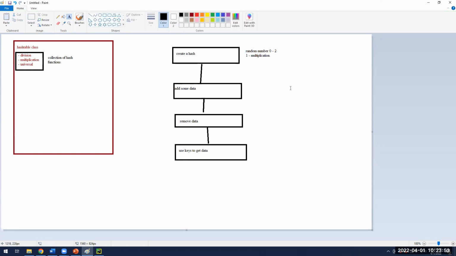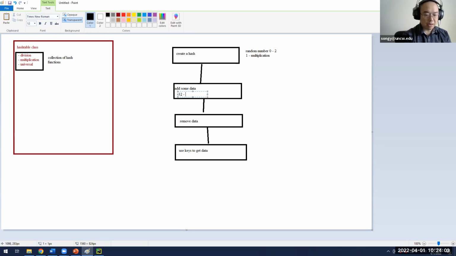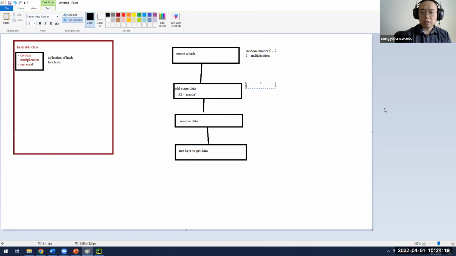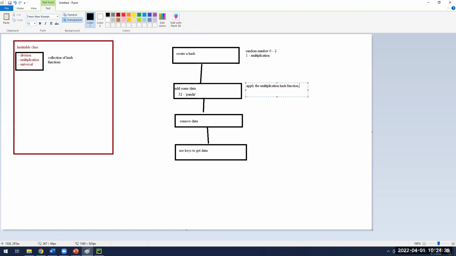Yes. And then when we are trying to add data, for example, the key is 32, and the value is a string called panda. When we have this key 32, what do we want to do? We want to send this 32 to this multiplication function, right? So what you need to do here is, for an incoming key, you want to apply the multiplication hash function. So I kind of want to question you here.